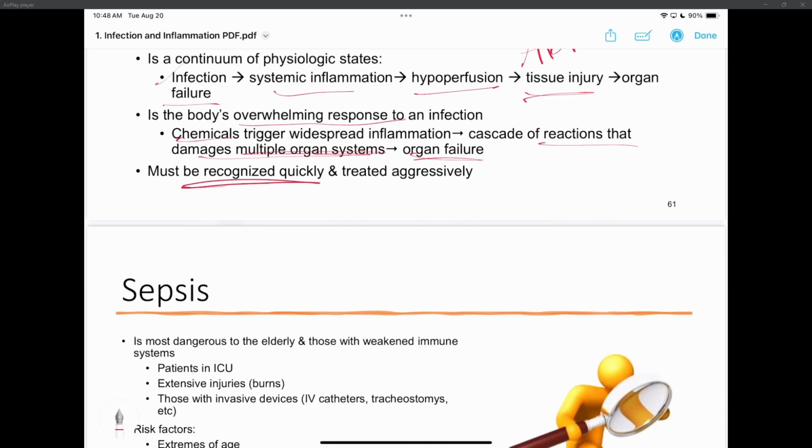It must be recognized quickly and treated aggressively. You cannot waste time with sepsis. The best thing you can do is just give them tons of fluids. Tons and tons of fluids, just bombard them with fluids. And obviously worry about other things as we go through different CBUS classes.